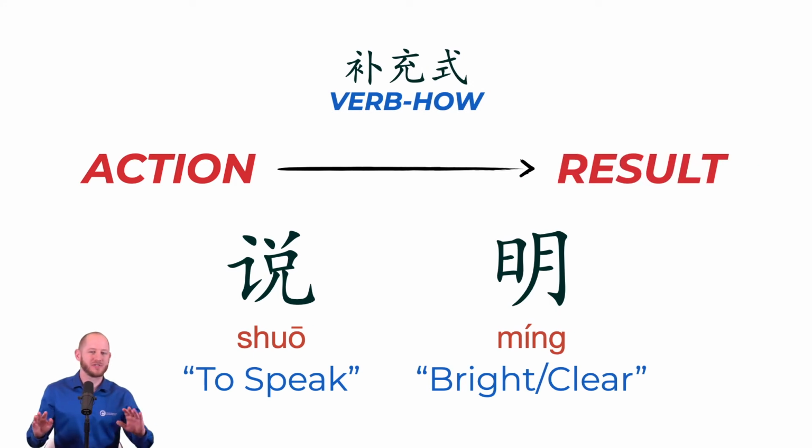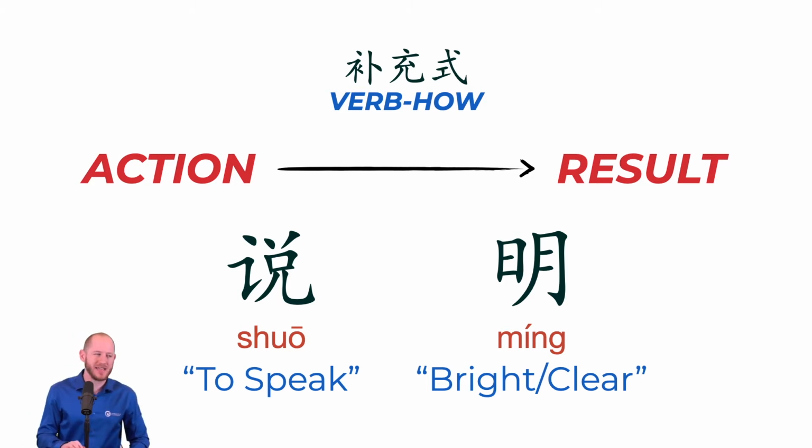Now, this one is called the verb how structure. This is one of my favorite structures. It's a very interesting thing you can do with Chinese, which is where you have an action first, like 说, followed by a result. And it's important to know this because sometimes you see something like bright or clear, 明, right? And you might not realize that this is a result in the word itself. So you see speak clear, you might think enunciate, right? Speak clearly, enunciate, articulate yourself, right? But it doesn't mean that because 明 is a result.